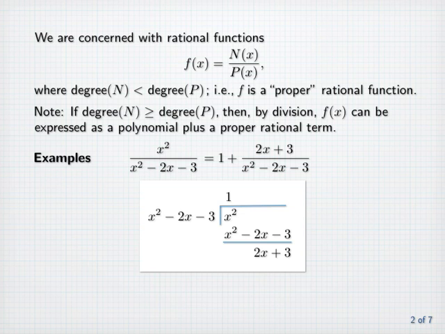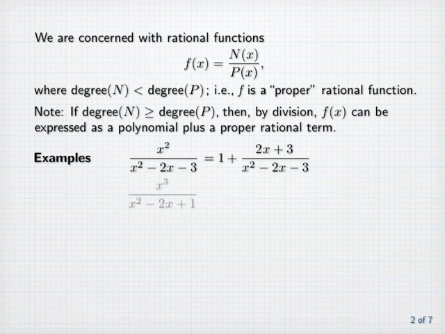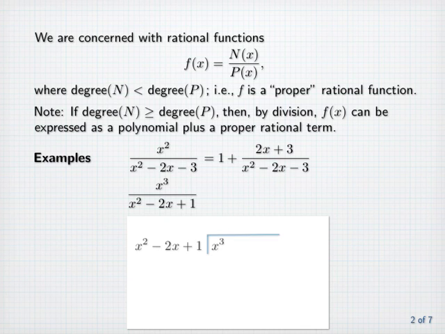So here we have a 0-degree polynomial, the constant term 1, plus a proper rational function. Another example, x cubed over (x squared minus 2x plus 1). Here the degree of the numerator is 1 more than the degree of the denominator. Let's do long division here.